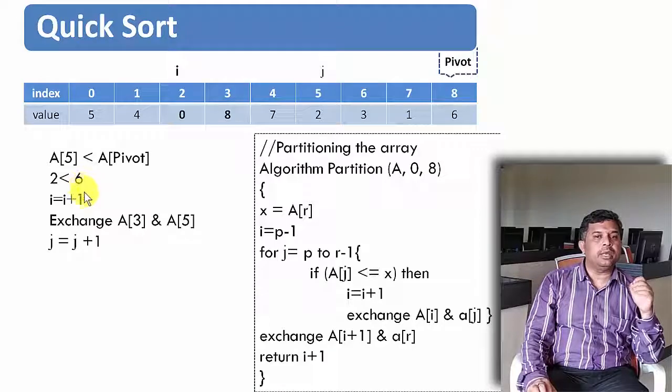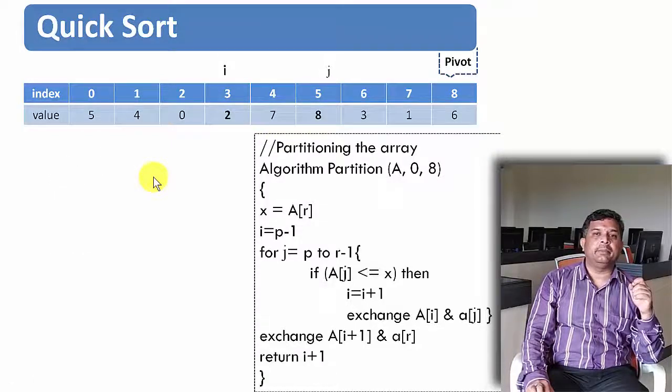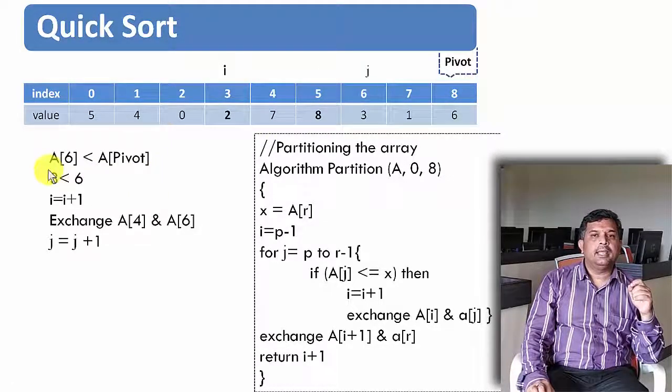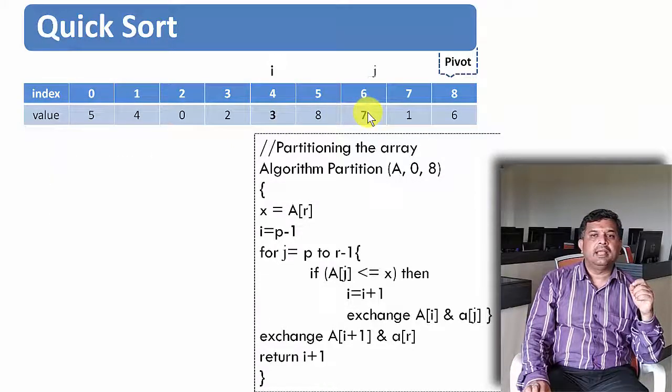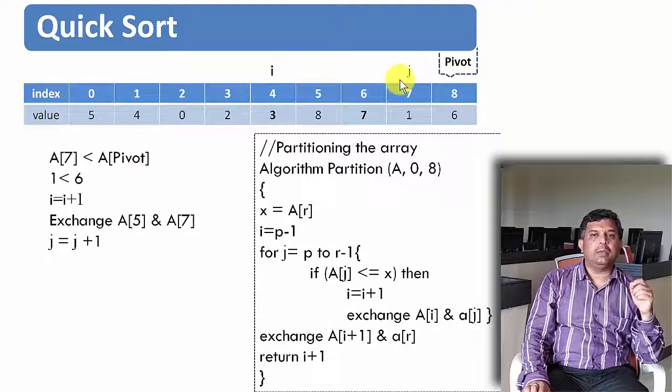So what are we going to do? We are going to increment i by 1, exchange A3 and A5, then increment j by 1. So i is incremented and 2 and 8 got exchanged. Now j is incremented by 1. Now the j value is 3 and the pivot value is 6. The same thing we are going to do. I will be incrementing by 1 and we are going to exchange 3 and 7, and j is going to increment by 1.